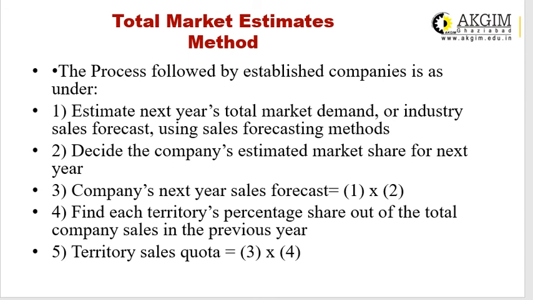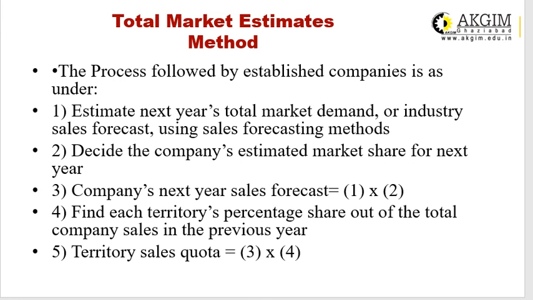Then point number 3, the company's next year sales forecast, that is 1 into 2. Then the fourth one, find each territory's percentage share out of the total company sales in the previous year. Then how will you calculate the territory sales quota? It is equal to 3 into 4. So in this way, a total market estimate is done and the sales quota for the salesperson is calculated.